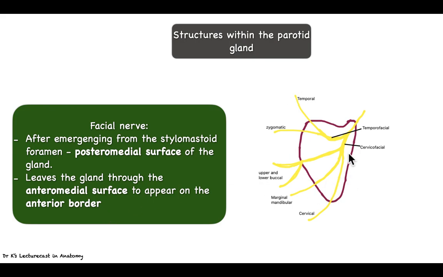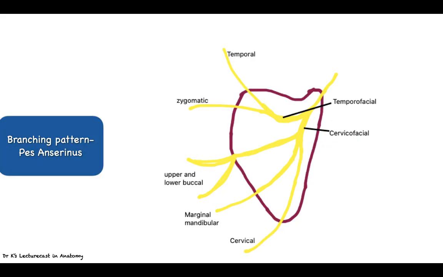So as 5 branches. But before emerging into the five branches, there are two trunks of the facial nerve, temporofacial and cervicofacial. Temporofacial gives rise to temporal and zygomatic branches, whereas cervicofacial gives rise to upper buccal and lower buccal. In between these two you can see the parotid duct, marginal mandibular and the cervical. This branching pattern of the facial nerve looks like the webbed foot of a goose, so we call that the pes anserinus.